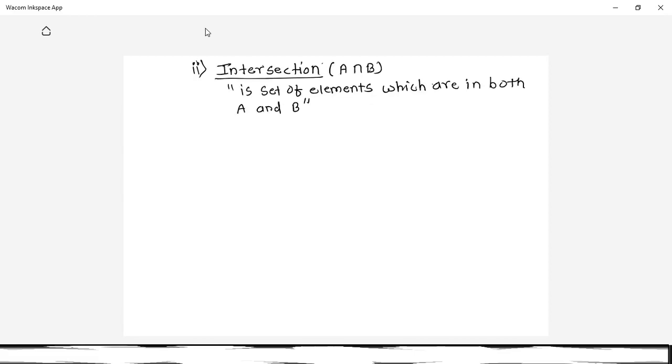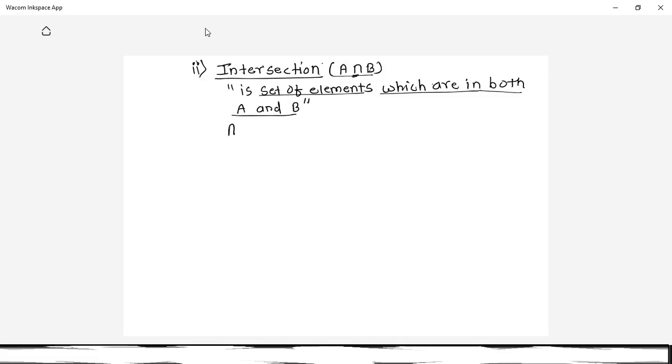The next operation is intersection of sets. This is denoted by the intersection symbol, A intersection B. A intersection B contains the set of elements which are in both A and B, or in short, you can say the common elements between the two sets A and B.